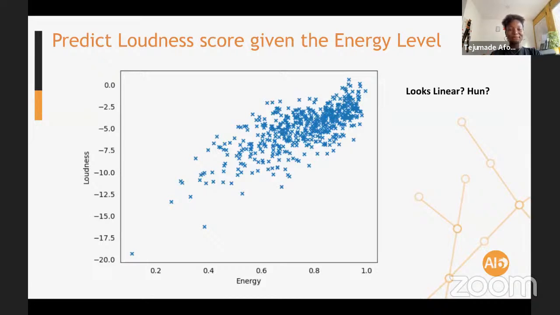Quick question. I want to predict loudness given energy. What kind of machine learning task is this? Because we need to know the task so that we can know what to do, like what kind of model to use. Thank you, Damilola. This is a regression task.